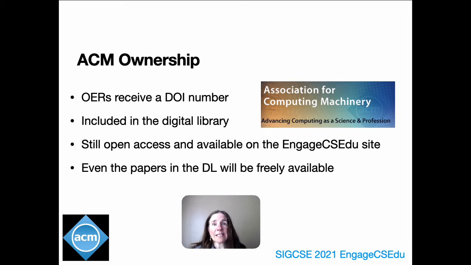Now, when an OER is accepted for publication by the EngageCSEdu editors, it will receive a DOI number and be included in the ACM digital library. It will have a proper ACM reference and it can be cited. The student-facing materials and particularly editable source versions will continue to be downloadable from the EngageCSEdu site, but that repository server and the code is now owned and managed by ACM. And we haven't backed off the commitment to remain open access. Even the materials in the DL will still be freely available to anyone.